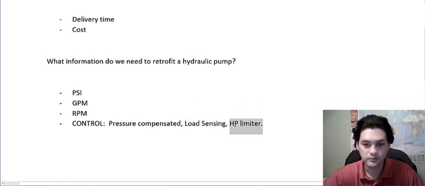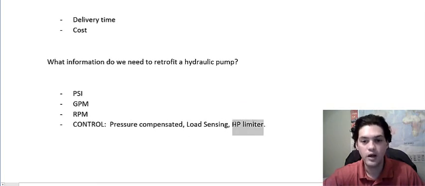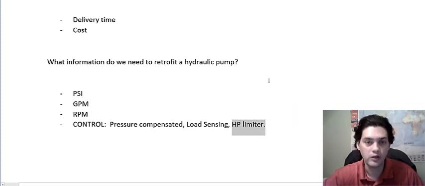Horsepower limiter: horsepower is pressure and flow. It either gives you a high flow at a low pressure or a high pressure at a low flow, or it can give you a combination of both up to a certain point. Let's say you set your pump to have 30 horsepower. Within those 30 horsepower, the pump is either going to give you high flow with low pressure, or high pressure with low flow, or a combination of both, but it would never go over the 30 horsepower that you set it at.